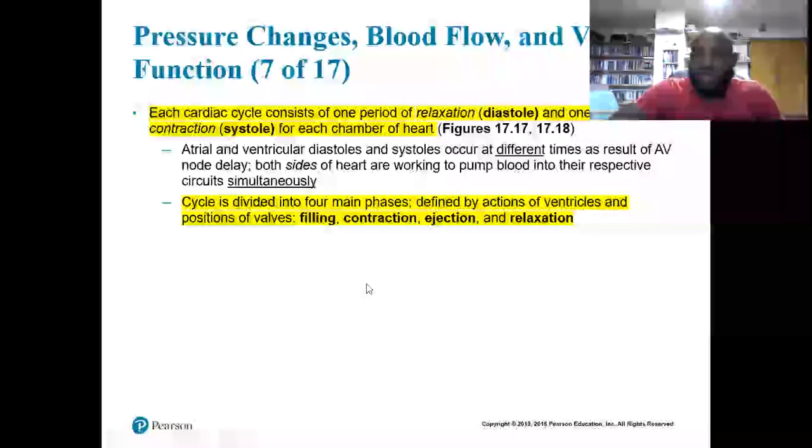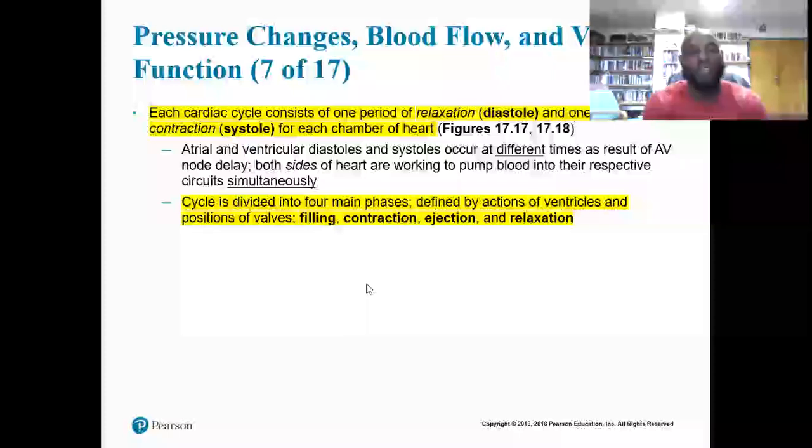So each cardiac cycle consists of one period of relaxation. And these are terms that you probably heard of and maybe didn't know exactly what they referred to, but hopefully now that you're taking Anatomy and Physiology Part 2, you'll learn and you'll be better informed next time you go to the doctor. But each cardiac cycle consists of one period of relaxation, diastole, and one period of contraction, systole, for each chamber of the heart.